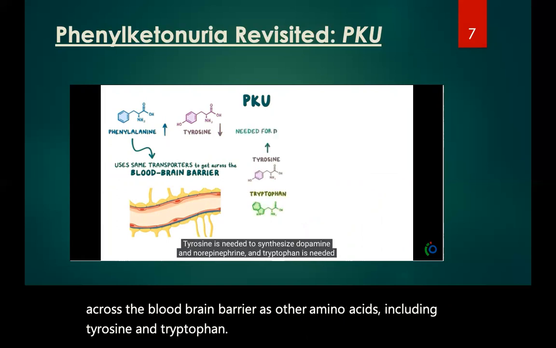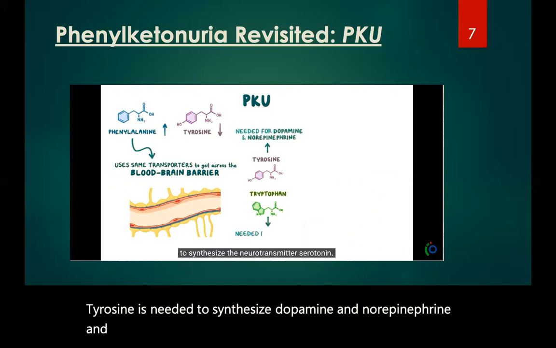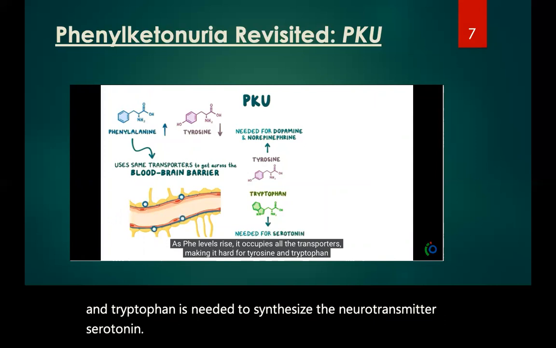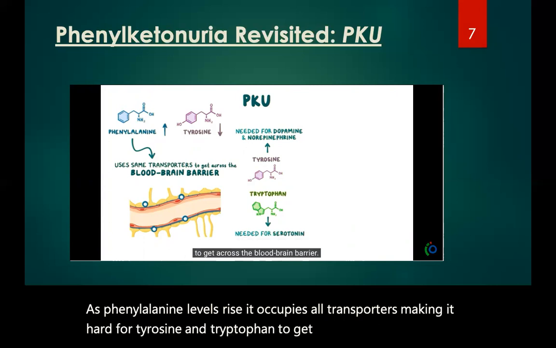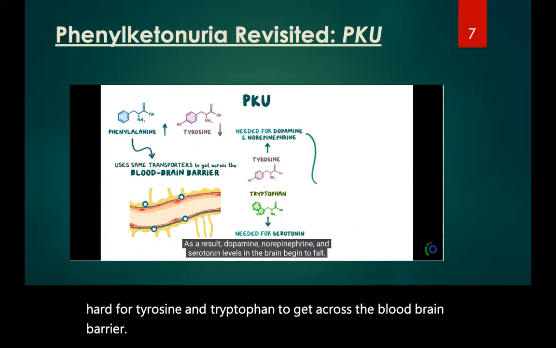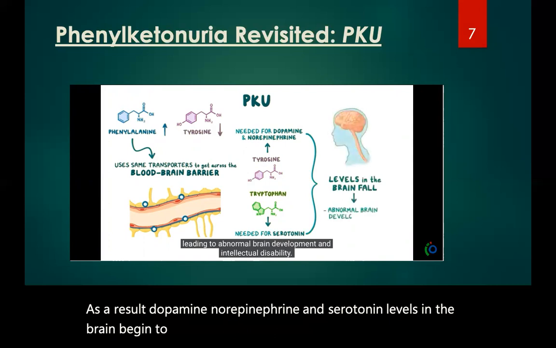Tyrosine is needed to synthesize dopamine and norepinephrine, and tryptophan is needed to synthesize the neurotransmitter serotonin. As phenylalanine levels rise, it occupies all transporters, making it hard for tyrosine and tryptophan to get across the blood-brain barrier. As a result, dopamine, norepinephrine, and serotonin levels in the brain begin to fall, leading to abnormal brain development and intellectual disability.